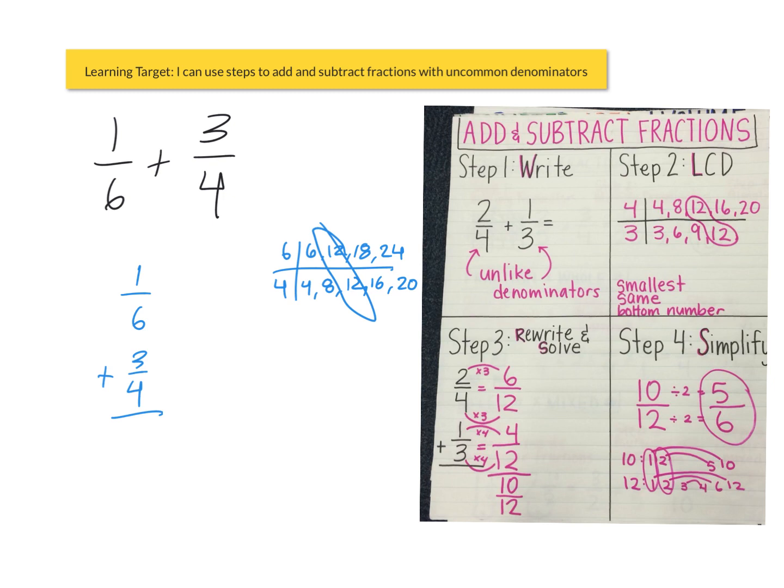So now, next step is to rewrite and solve. So I'm going to rewrite my two fractions with a denominator of 12. To get from 6 to 12, I multiply by 2. So up here I'm going to multiply by 2. Same thing down here. To get from 4 to 12, I multiply by 3. Multiply by 3. 3 times 3 is 9. Check your operation. We are adding, so 2 twelfths plus 9 twelfths is 11 twelfths, and that's my answer.